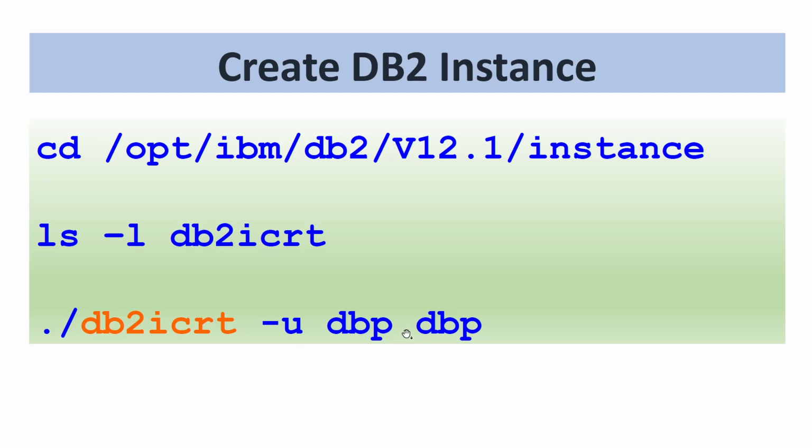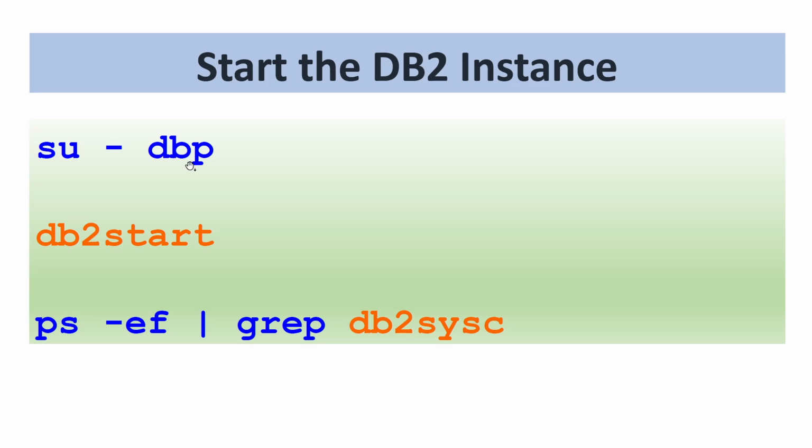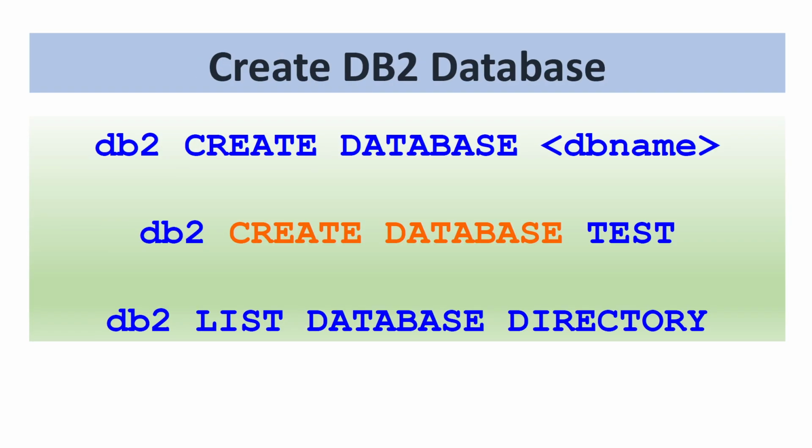Once the instance has been created, you can switch to that user ID. Switching to that user ID indicates that you are connecting to that instance, and then you can use db2start to start the DB2 instance, and then verify that the db2sysc process is running. Every instance will have its own db2sysc process, and if it is running, that probably means your instance is running fine. Now, once the instance is started and running, you can go ahead and create the database using create database db name. So if you want to create a database called test, you will say db2 create database test.